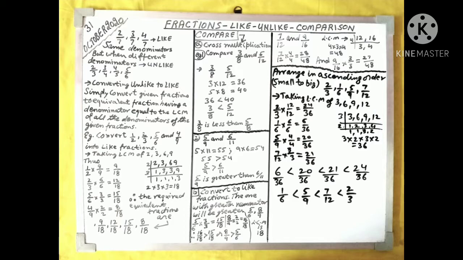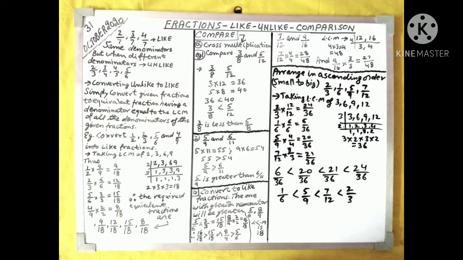See the next one, compare the fractions 5 by 9 and 6 by 11. If we cross multiply we get 5 into 11 and 6 into 9, that is 55 and 54. But 55 is greater than 54, so 5 by 9 is greater than 6 by 11.